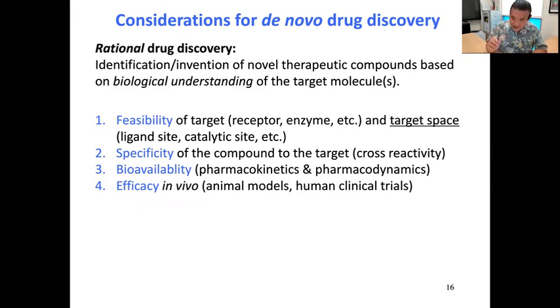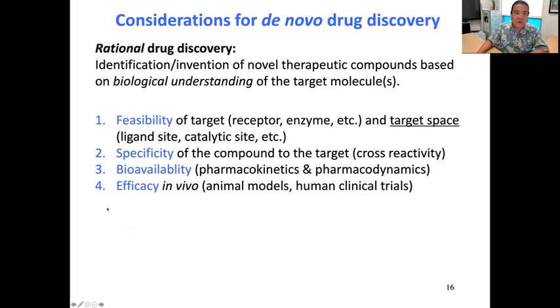So rational drug discovery is really where the exciting stuff comes into play, in terms of what you can do if you have particular pathways in cells that you want to target. Rational means you're thinking something out, heading towards a very particular target that you're dealing with. So this is a whole area of identifying or inventing novel therapeutic compounds based on biological understanding of what your target molecules are.